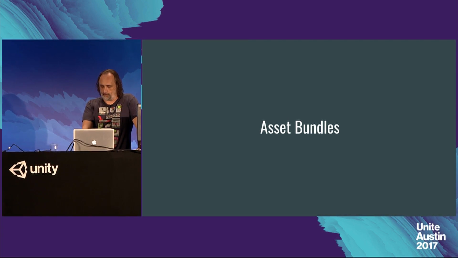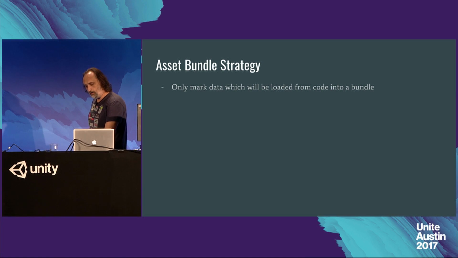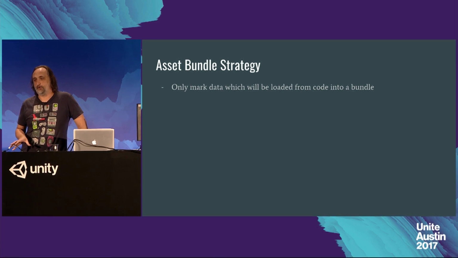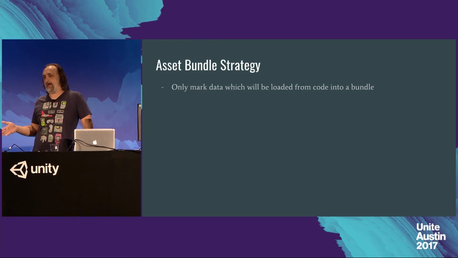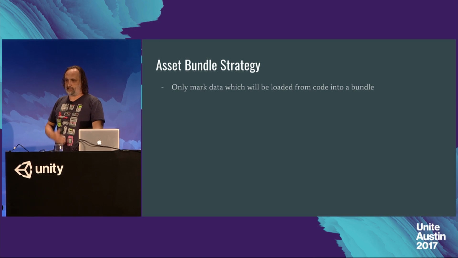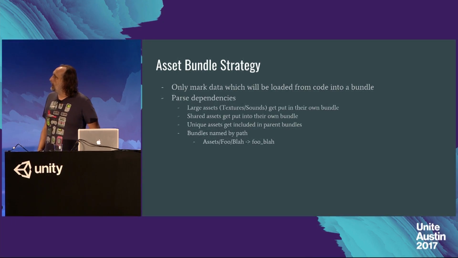We have kind of a new workflow. We worked it out with some people from Unity, who helped us, which was great. And so the strategy is we only mark the data that we want to load from code. Okay, so if we have a prefab that we're going to load from code, we put that into a bundle. We don't put any of the other stuff in the bundle. Okay, and normally you'd have to do that to prevent it duplicating textures and all these things.